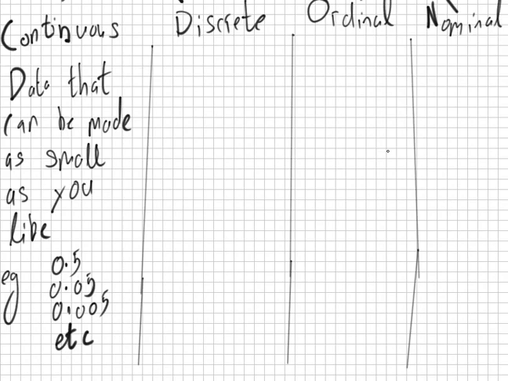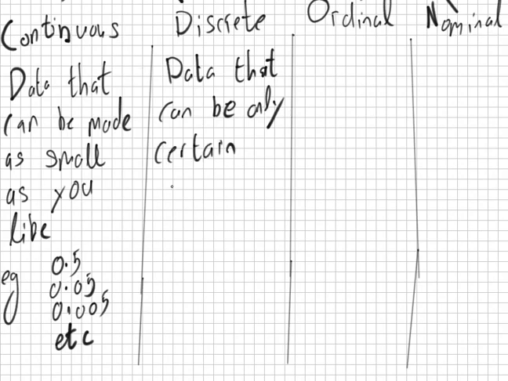Okay, so are we happy enough with continuous then? Makes sense? Now discrete, you said it could only be whole numbers, like 1, 2, 3. But in fact, to be a bit more accurate, it's data that can be only certain values. So your example you gave of 1, 2, 3 is discrete.